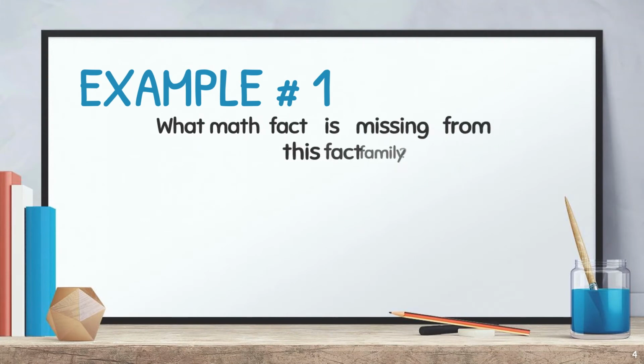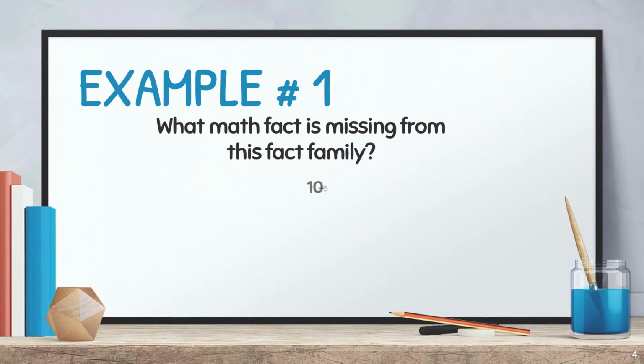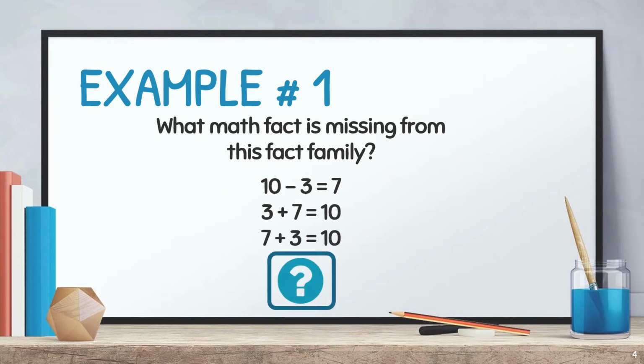Here's your first example. What math fact is missing from this following fact family? We have 10 minus 3 equals 7, 3 plus 7 equals 10, 7 plus 3 equals 10, and we're missing one. Which one are we missing? Well, from the previous slide, you already know that each of our fact families will have 4 math facts. 2 of them will be addition, 2 of them will be subtraction. We have 2 addition facts and we only have 1 subtraction. So we know that our missing fact should be a subtraction fact.